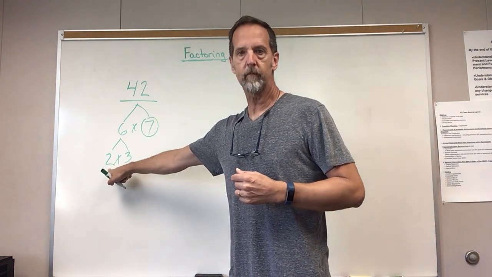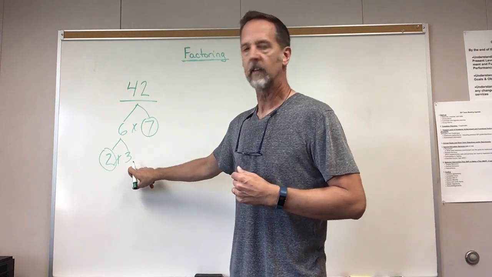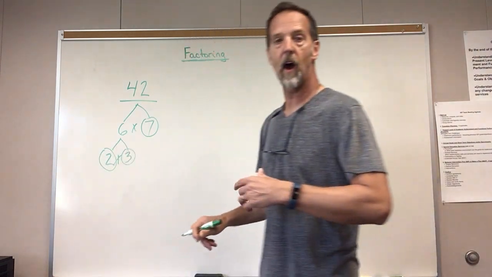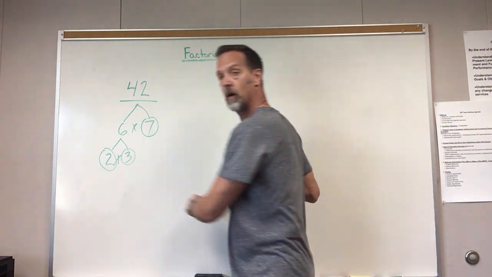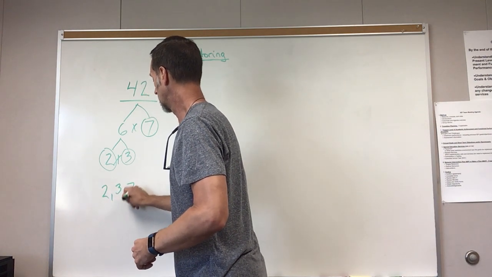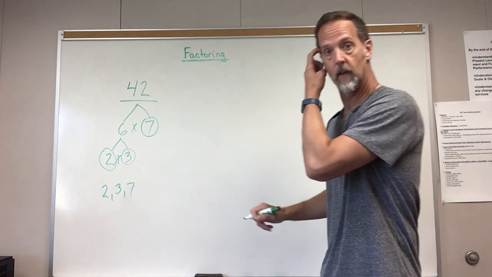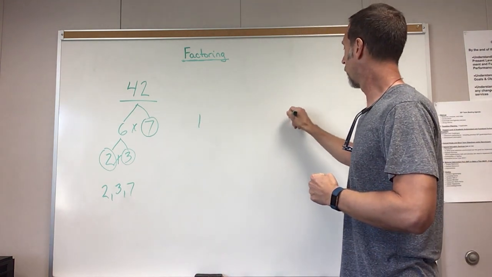Is 2 prime? The only even prime number, right? Is 3 prime? Yes, 3 times 1. So now I've gotten all prime numbers. 2, 3, 7. Okay? Now we're going to make our factor rainbow. 1 and 42.